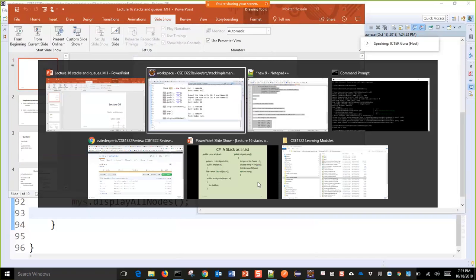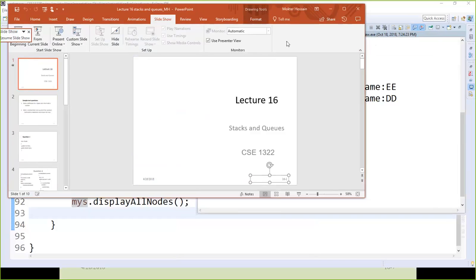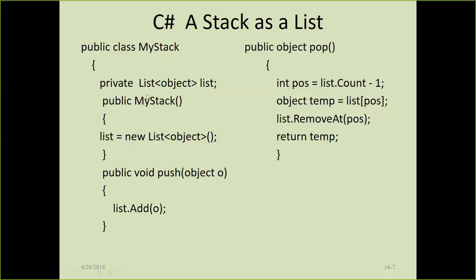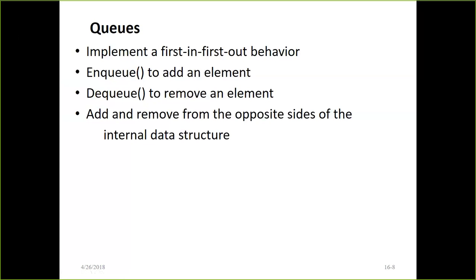A queue is just a line. When you go to a ticket counter, the person who goes first gets the ticket first, right? That is the FIFO type: first in, first out.